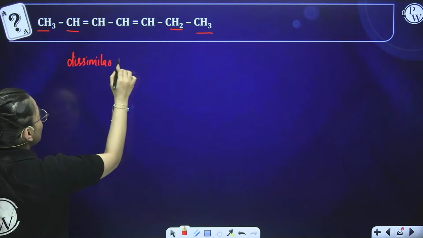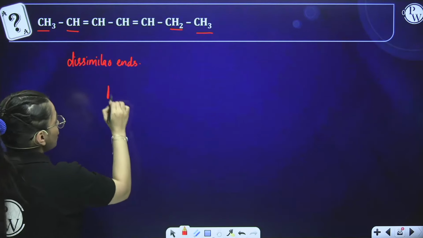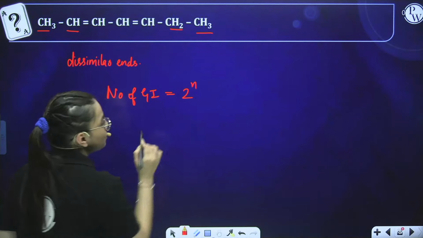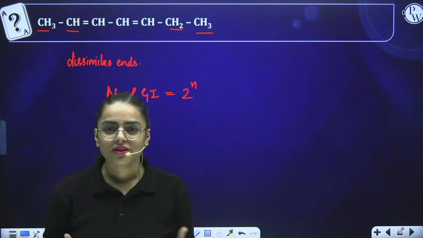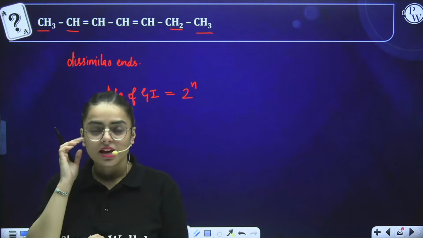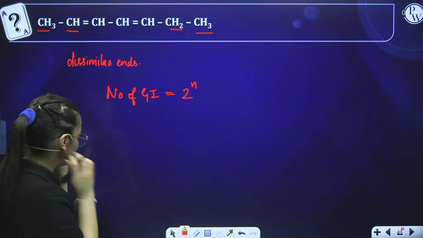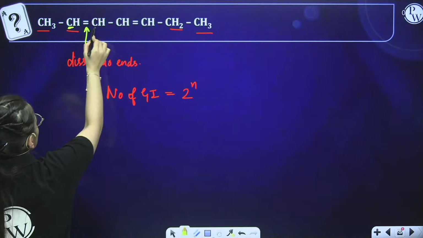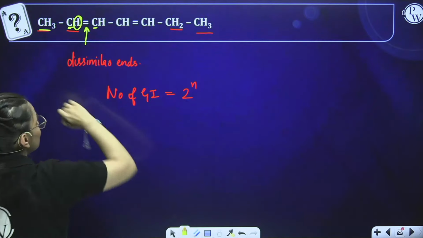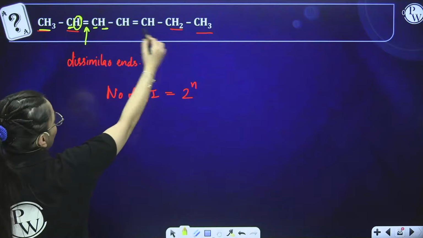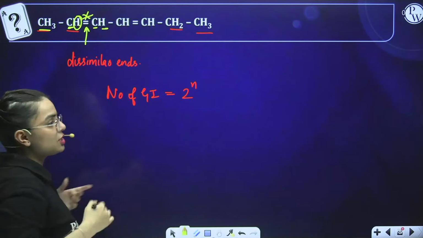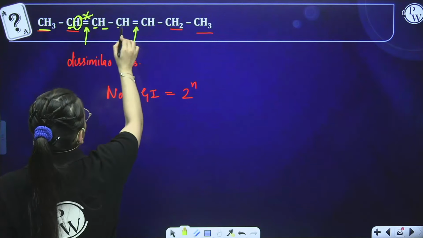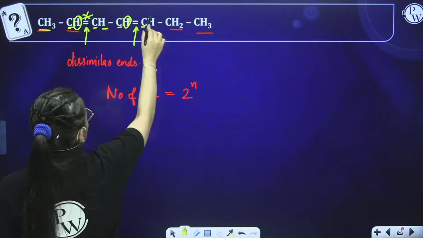Now for dissimilar ends, what was the formula for geometrical isomers? So number of geometrical isomers for dissimilar ends is equal to 2 raised to the power n. Now what does n refer to? n refers to the stereogenic centers that are responsible for geometrical isomers. Now let us check here. If I check this double bond, it has this carbon and this carbon. It has hydrogen and CH3, different groups. Here hydrogen and another, different groups. Hence this is a stereogenic center which is responsible for geometrical isomerism. So if I talk about this double bond, again it has 2 carbons, it has hydrogen and the other group, it has hydrogen and the other group.